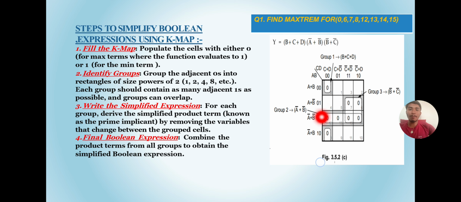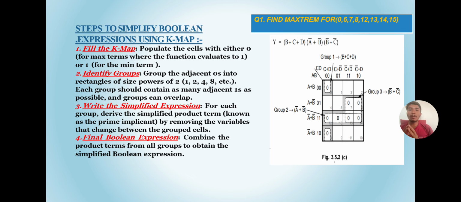So if we fold along the central axis like this, it will overlap. This term will overlap over this term, so we group it as a dual. So 2 power 1, you can group it as a dual. So 2 power 1 we are looking.